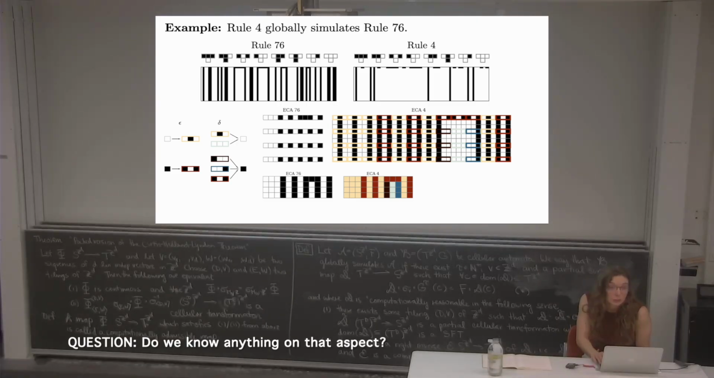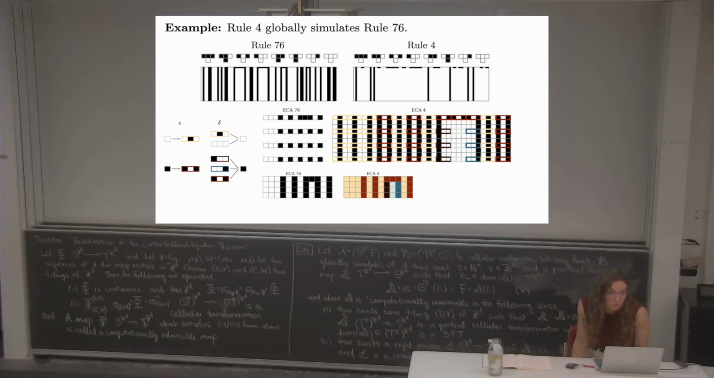Yes? Do we know anything on that aspect? No, so this example I found like 3 years ago. So it's not even that well known, for instance. Yeah, but that would be very cool. Well, the problem is just to find these relationships for more complicated cellular automata.